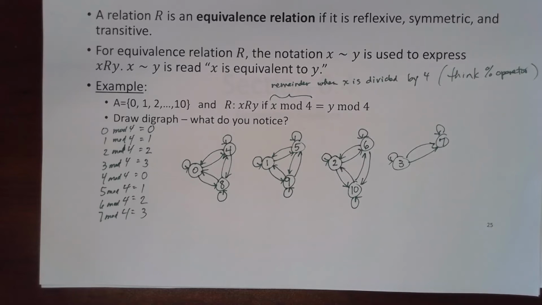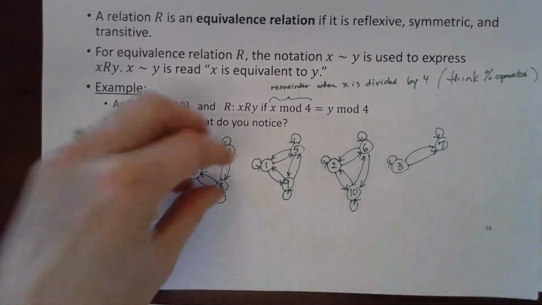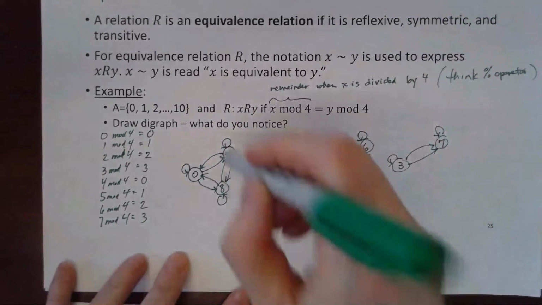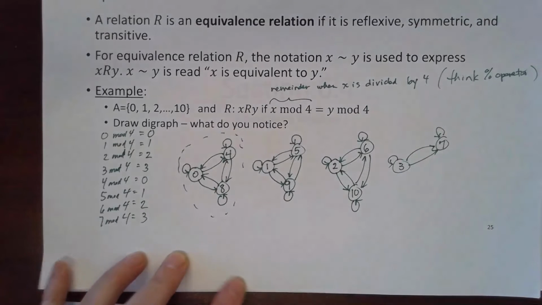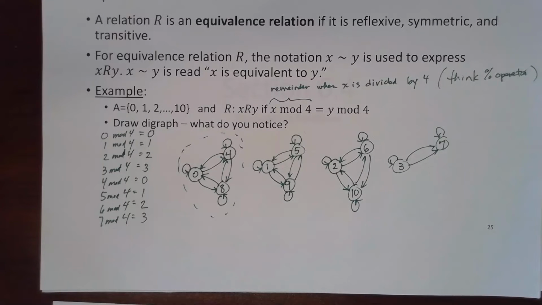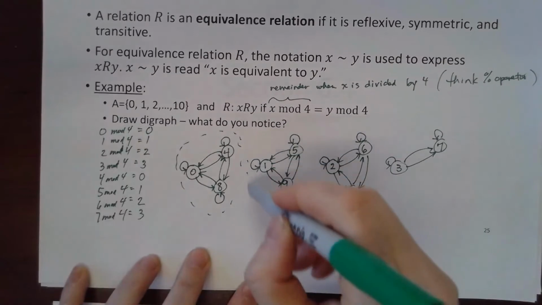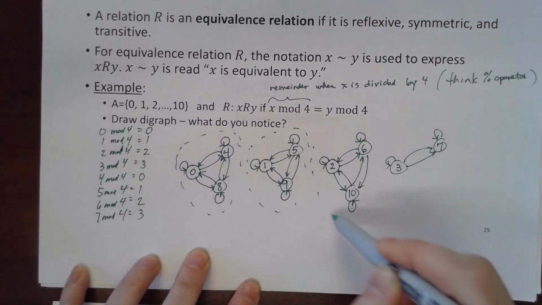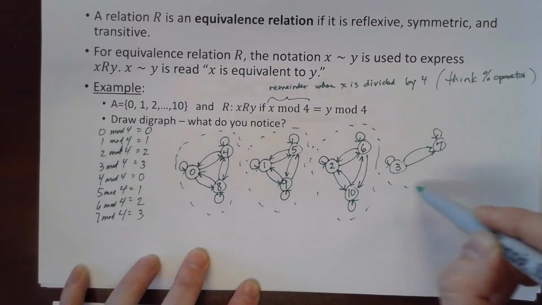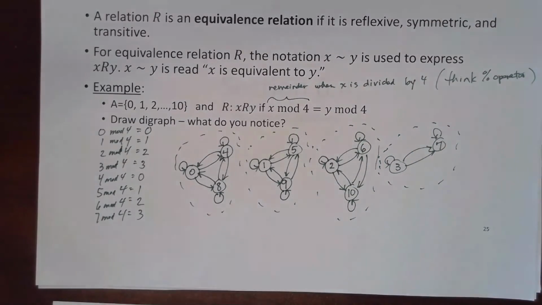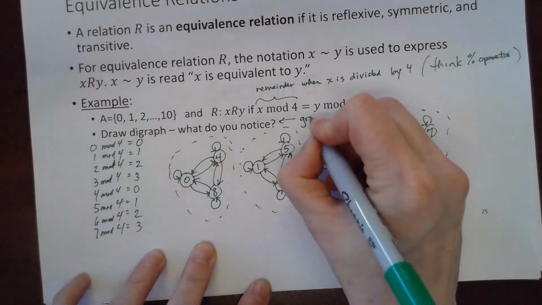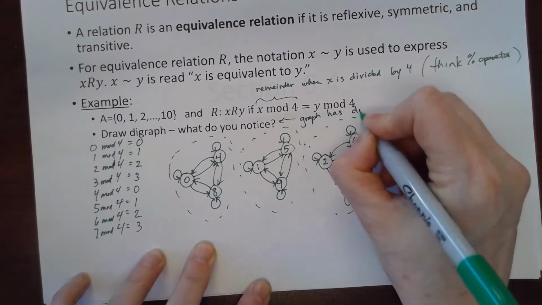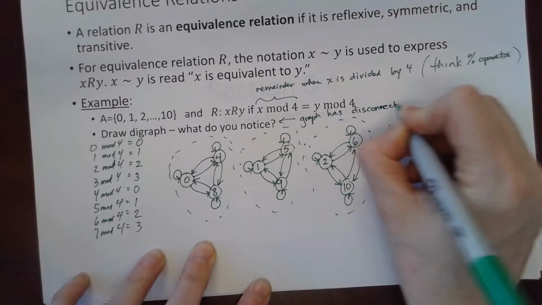So this is an example of an equivalence relation. When you draw a directed graph of an equivalence relation, they're all going to have a similar structure where you get these little disconnected clusters. This little cluster is totally connected everywhere within it, and it's not connected to this one over here. No matter what equivalence relation we get, it's going to divide our graph into these little clusters that are disconnected.